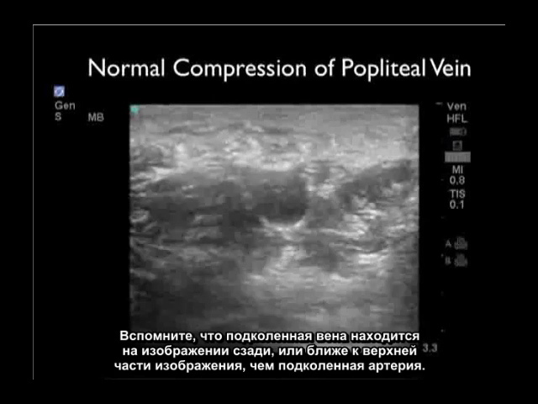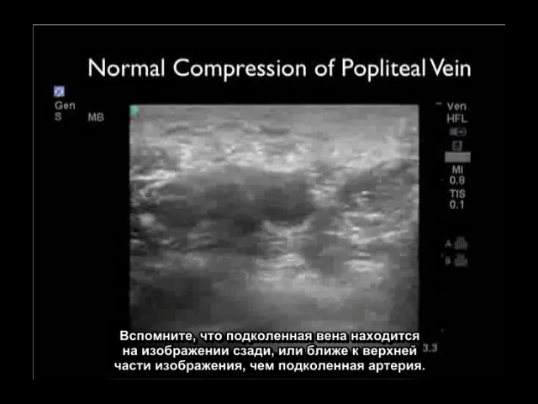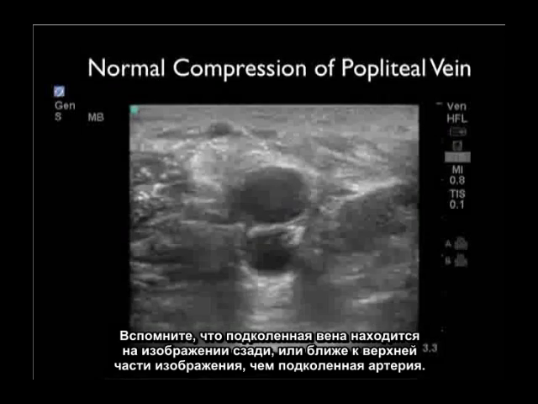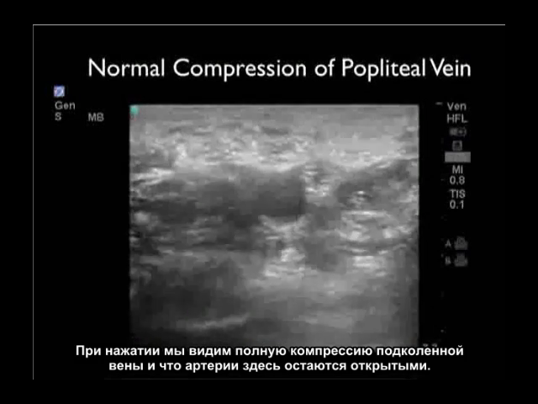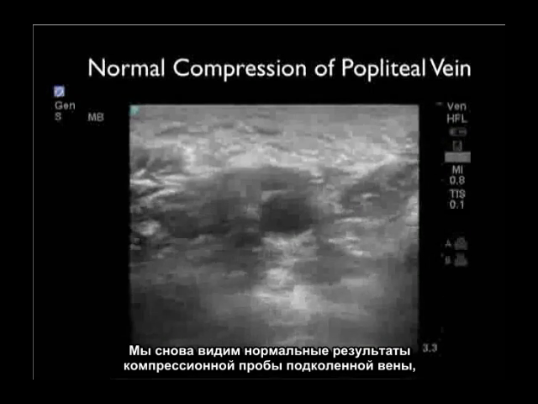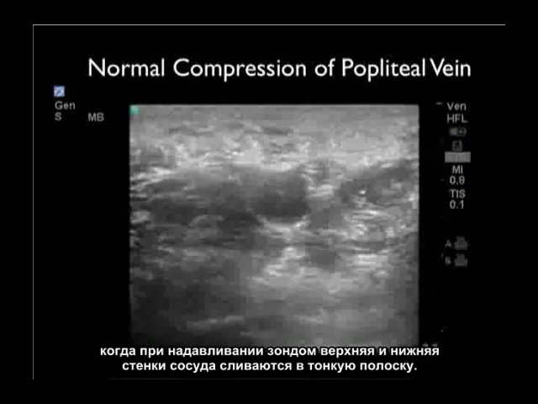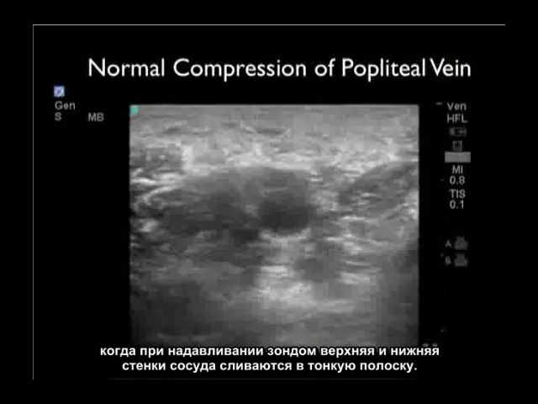Recall that the popliteal vein is going to be seen towards the posterior aspect of the image, or closer to the top of the image here, than the popliteal artery. As we press down, we note complete compression of the popliteal vein, and we see here that the artery still stays open. So again, this would be a normal compression exam of the popliteal vein with the anterior and posterior walls of the vessel completely touching down with probe pressure.